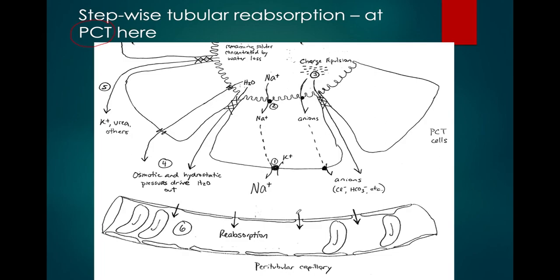So this is a stepwise progression of what the PCT does. And maybe I should first summarize what the PCT does overall. Overall, it reabsorbs 100% of nutrients. Sorry about that, a little sloppy. It reabsorbs 65 to 75% of the water and electrolytes. I just said ions, I guess.